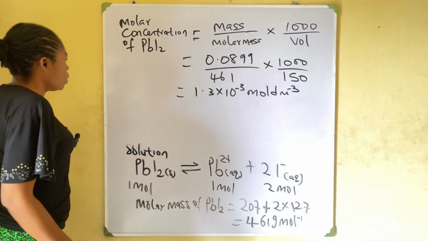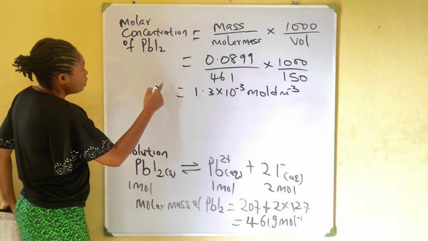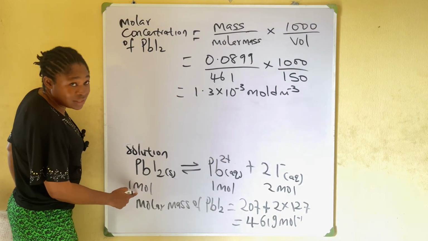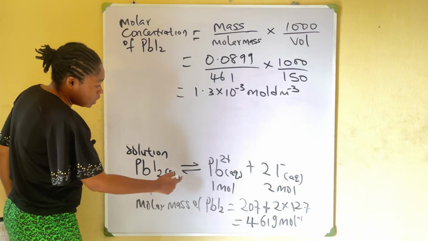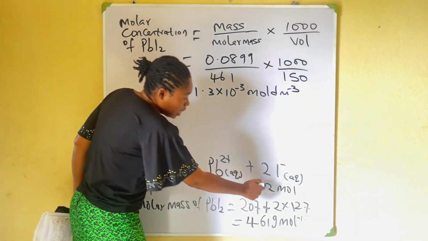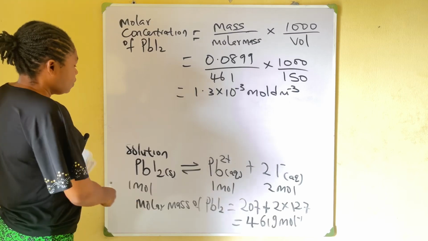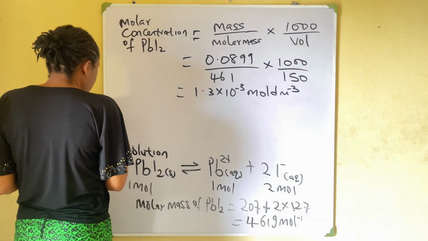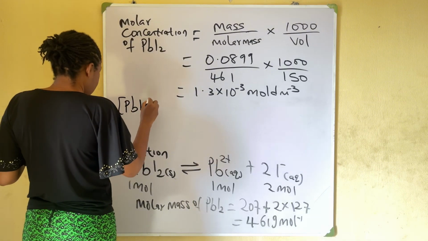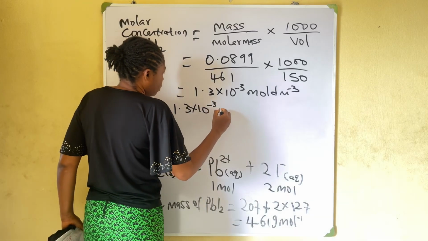All right. So from what we have here, it means that the molar concentration of this lead 2 iodide is what? 1.3 times 10 raised to the power minus 3. This one will be the same thing, 1.3 times 10 raised to the power minus 3. And this one will now be 2 times 1.3 times 10 raised to the power minus 3. So let me just write them out. 1.3 times 10 raised to the power minus 3 mole per dm cube.